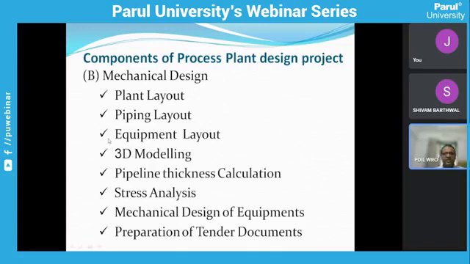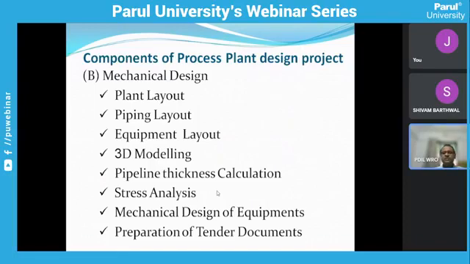Then piping layout is prepared based on the P&ID and other documents, and it is done on the plot plan itself. The equipment layout is prepared based on references from the vendors and the process design. Then the 3D model is prepared based on the piping layout and other inputs like P&IDs, pipeline thickness calculation, stress analysis, mechanical. These are all activities done by the mechanical team, but based on the process team.